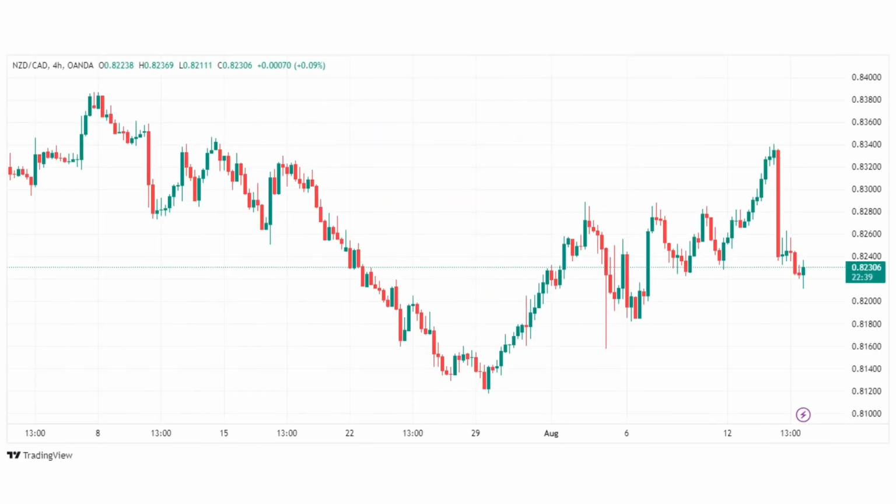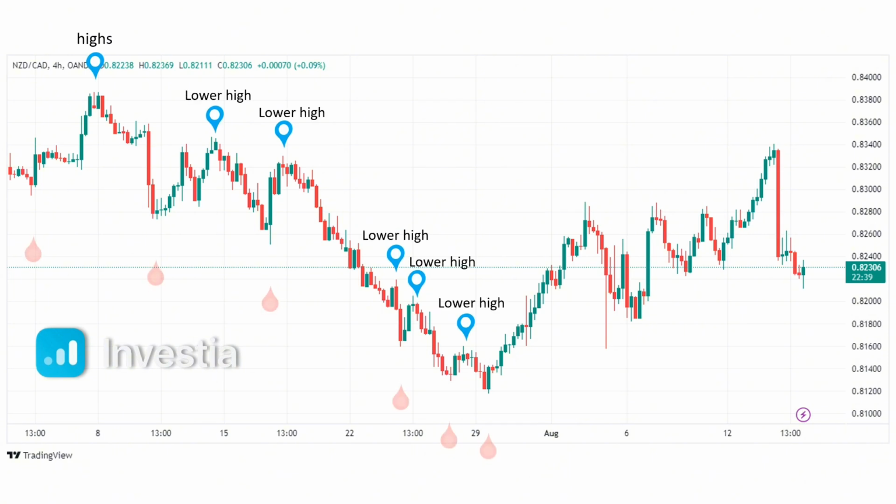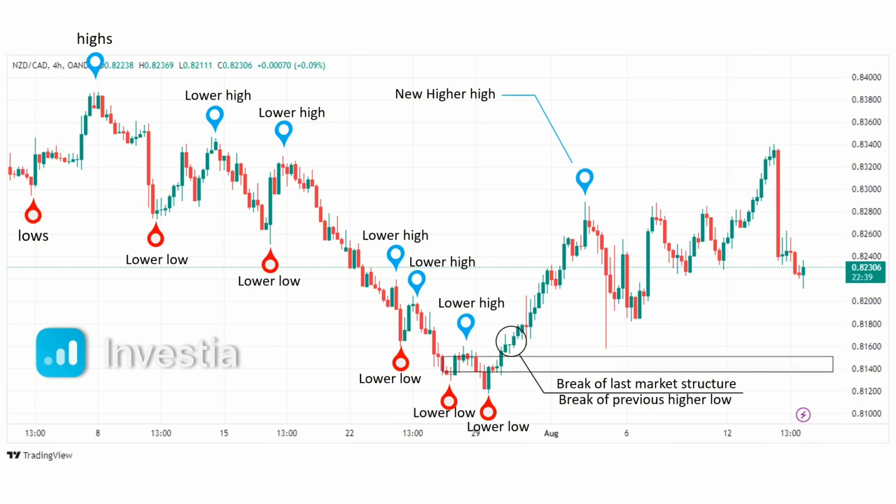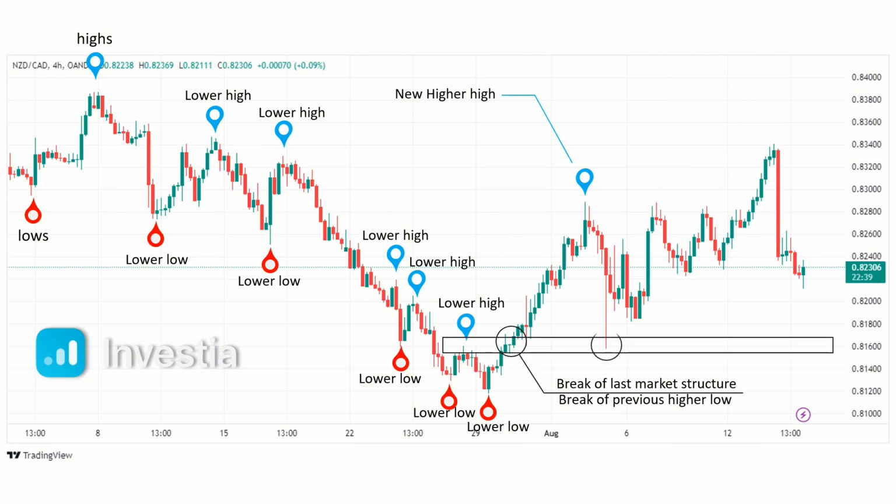This is the New Zealand Canadian dollar 4 hours chart, and as you can see, we have price making lower highs and lower lows. And at this point right here, price broke structure and our lower high, creating a higher high. As we saw in our previous example, we shall mark our last lower high and wait for price to retrace here. And as you can see, price retraced to our entry zone before shooting up.